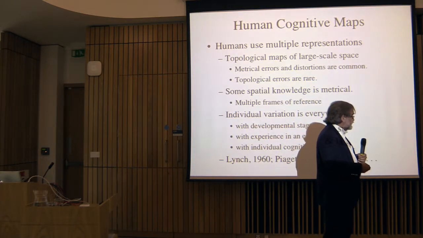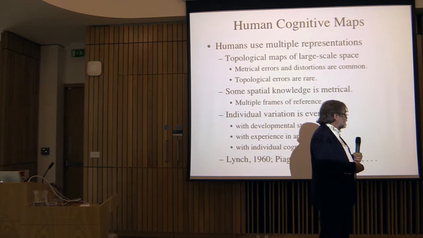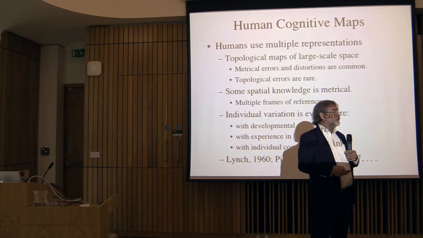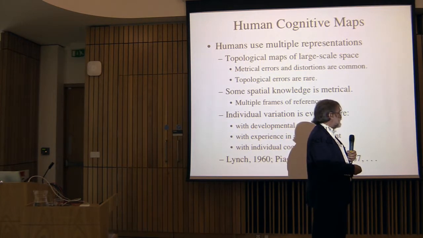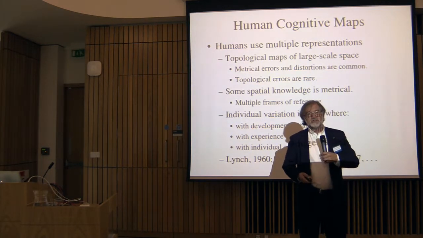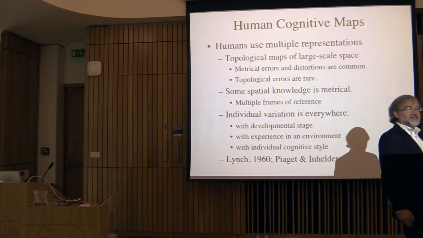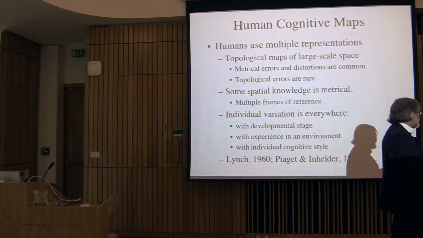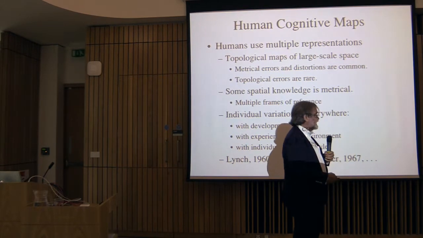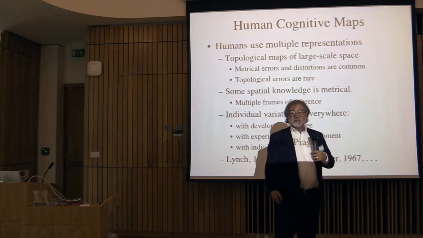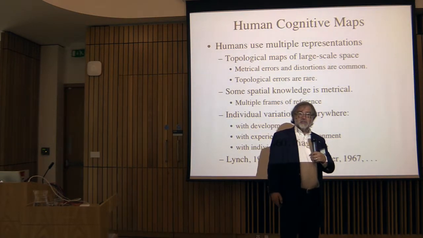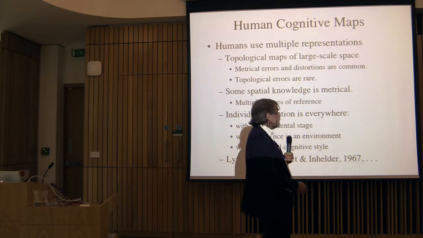A particularly striking piece of work, which I recommend everybody read. This is a small, delightful book by Kevin Lynch called The Image of the City, published in 1960. And how many of you have read it? Nobody. Oh. Go out there and read this thing. It's really interesting. And of course, Piaget looked at knowledge of space and made a lot of really interesting, important observations as well.